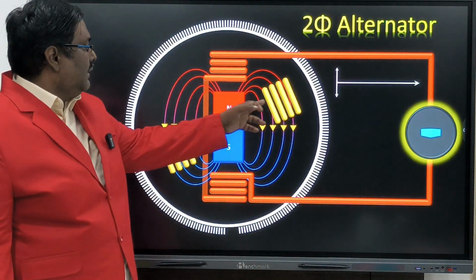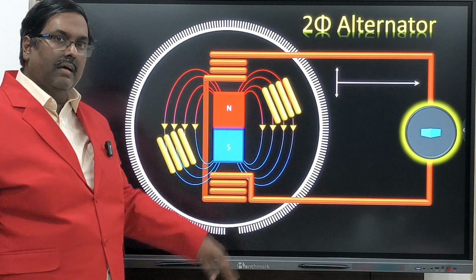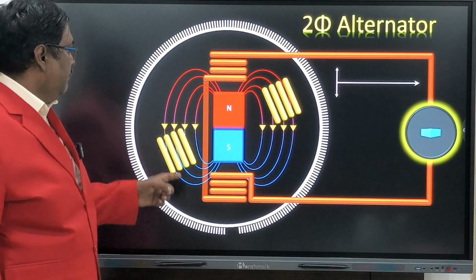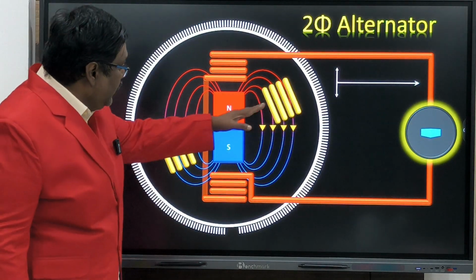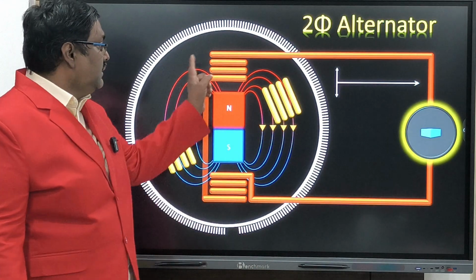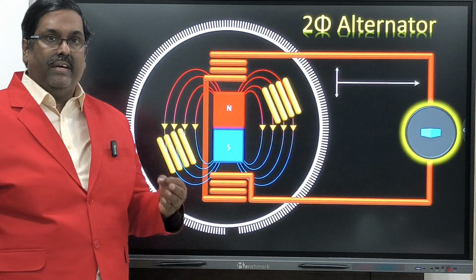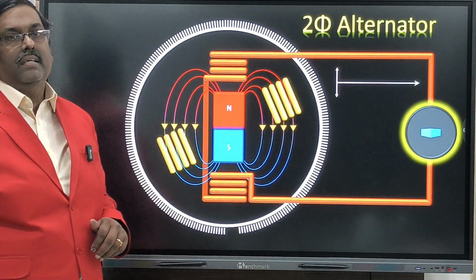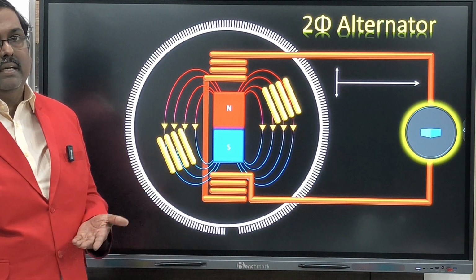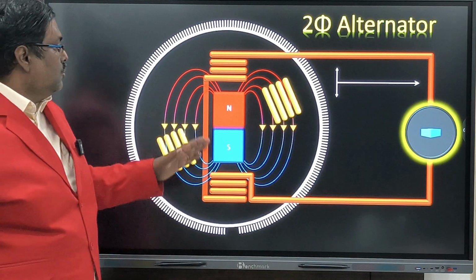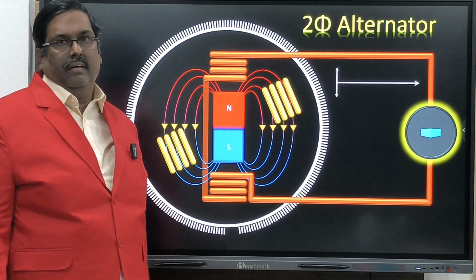Now yellow color, that's for easy understanding. I made that color the same notation only. So yellow color I made it 120 degree, because this is 360 degree. So we want 3 phase, so we have to equally divide the 360 degree. 360 by 3 phase, it is 120 degree. So I made the coil in 120 degree.